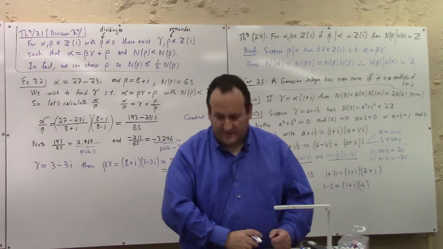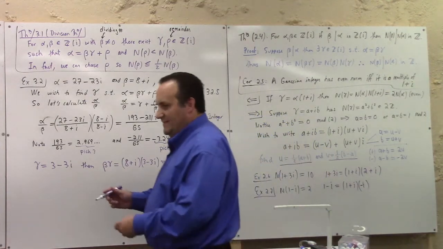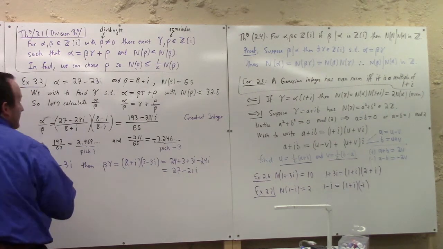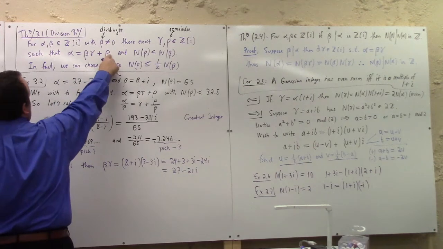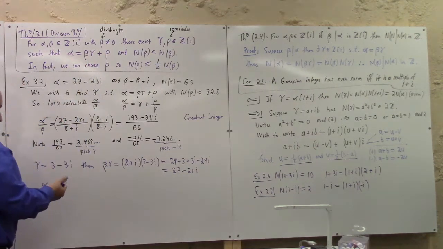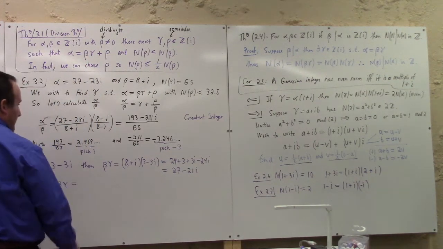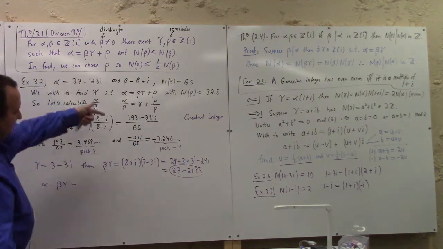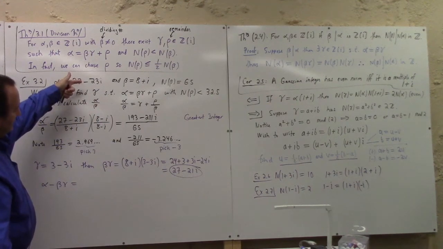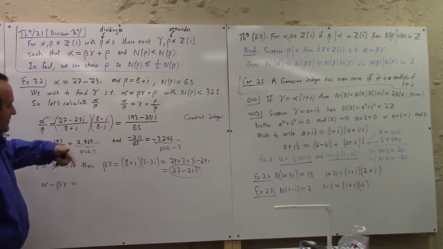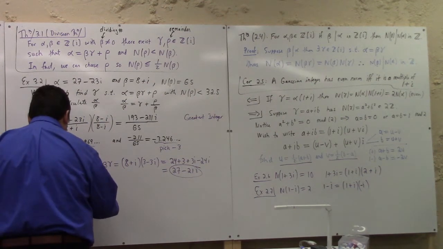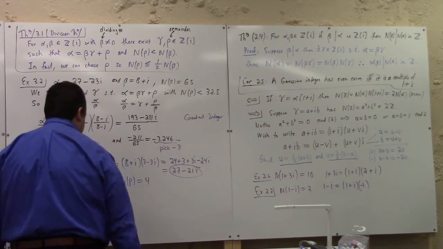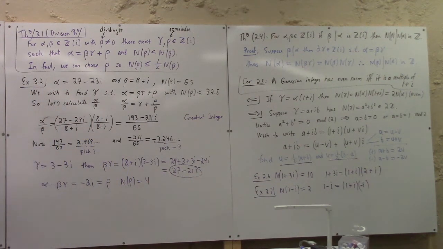Oh, well, that's beta times gamma. But that doesn't tell me what rho is, right? Now I have to do what? Alpha minus beta gamma. Duh. Rho is equal to alpha minus beta gamma. So subtract this from alpha. The 27s cancel, and you get minus 23i minus minus 21i, which gives you minus 2i. So that's my rho, and the norm of rho is 4. 4 is definitely less than 32.5.